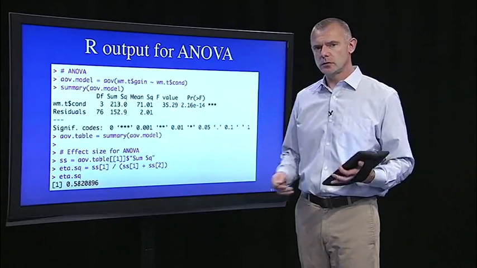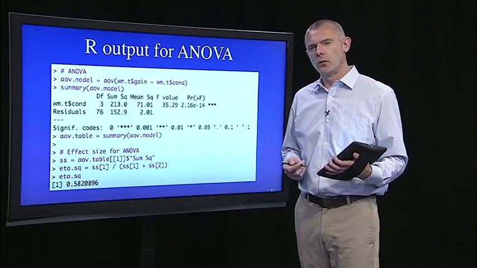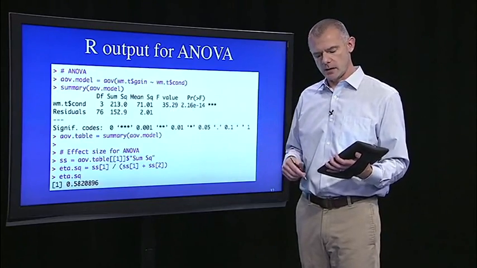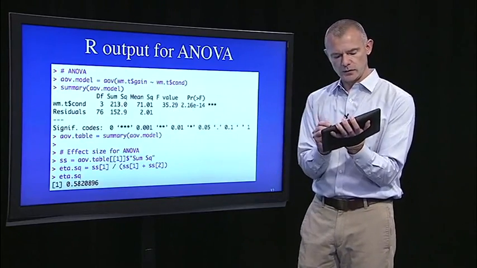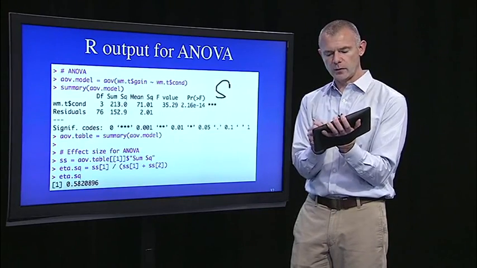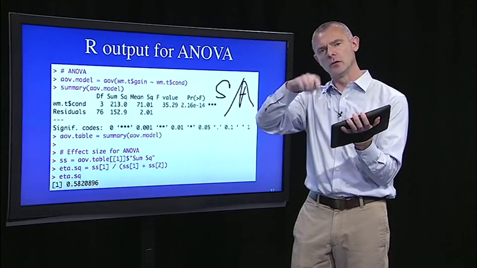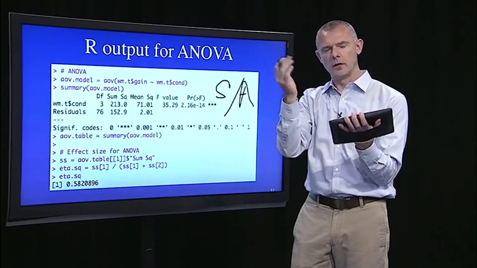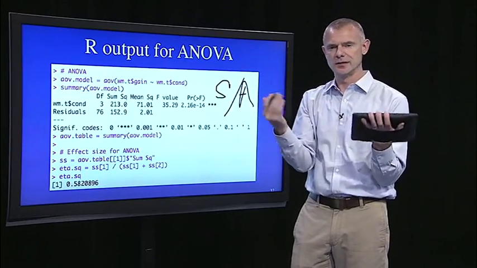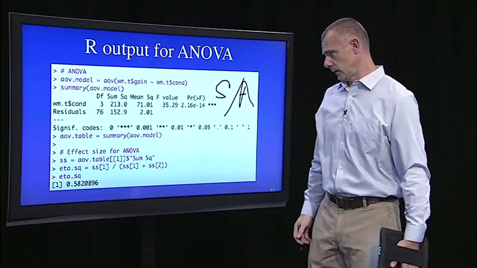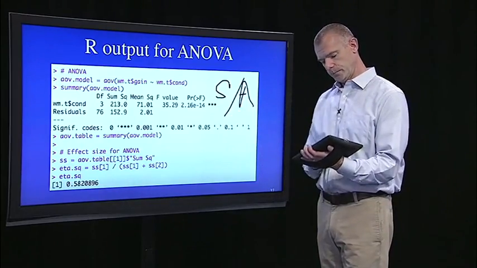And the residuals, or the error term, what I was using in my notation was S within A, right? So subjects within groups. Why are subjects within groups differing from one another? Why is there variance? We don't know. That's just residual error variance. So R calls it residuals.